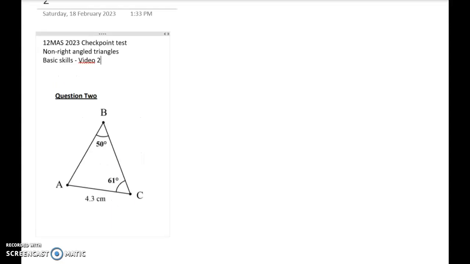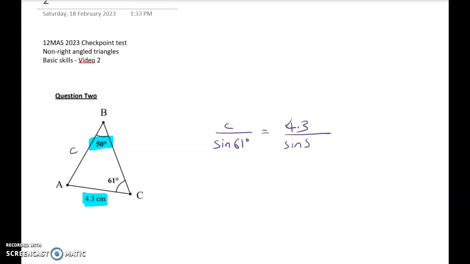So looking at question 2 first, by now you should be getting confident that the first thing we have to find is whether we've got an angle and its opposite side. And in this case we do. So that means that we can use the sine rule to find side length C. So C over sine of 61 degrees is equal to 4.3 over sine of 50 degrees.